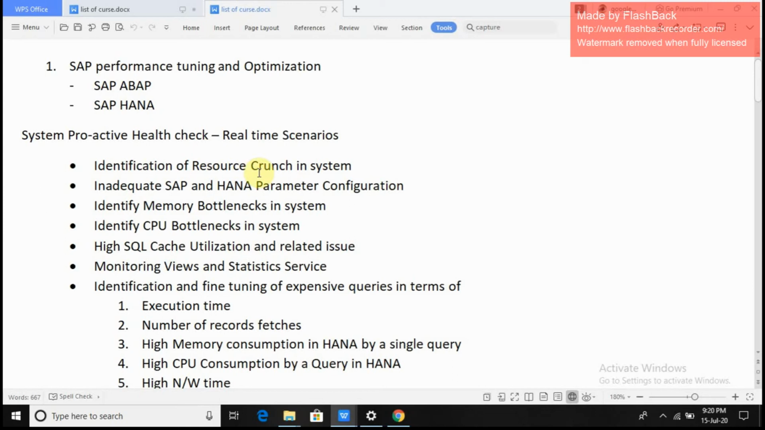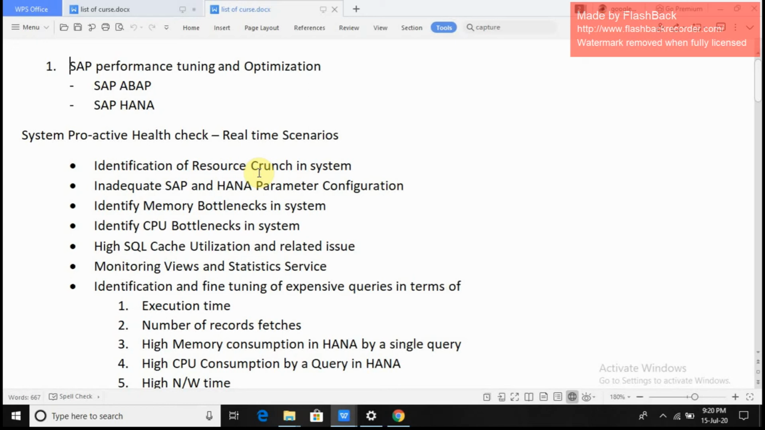As a part of this course, we will try to figure out in case the system is having any resource crunch. How to identify the resource crunch, meaning in case you have dialog resources or batch resources configured in your system which are not sufficient to perform a particular task, and then your SQL queries or the end users are in waiting status. How can we identify such type of resource crunch in the system? We will talk about this.